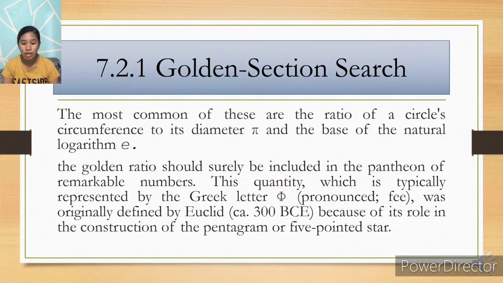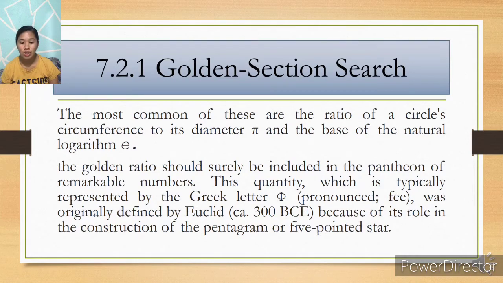In many cultures, certain numbers are ascribed magical qualities. For example, we in the East are all familiar with the Lucky 7 and Friday the 13th. Beyond such superstitious quantities, there are several well-known numbers that have such interesting and powerful mathematical properties that they could truly be called magical. The most common of these are the ratio of a circle's circumference to its diameter, pi, and the base of the natural logarithm, e. So although not as widely known, the golden ratio should surely be included in the pantheon of remarkable numbers.